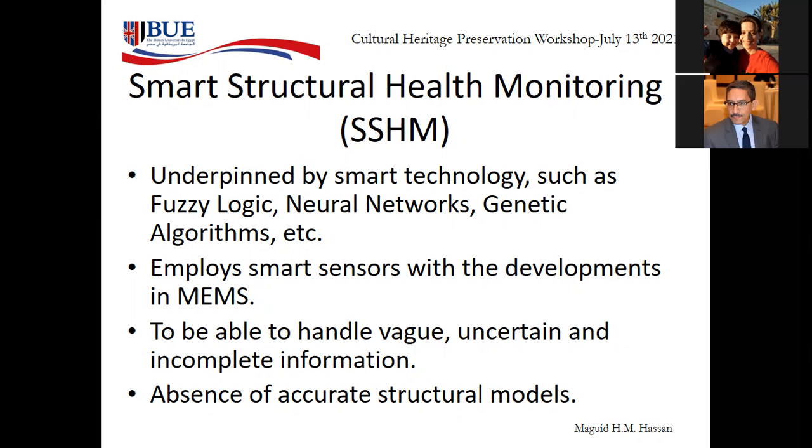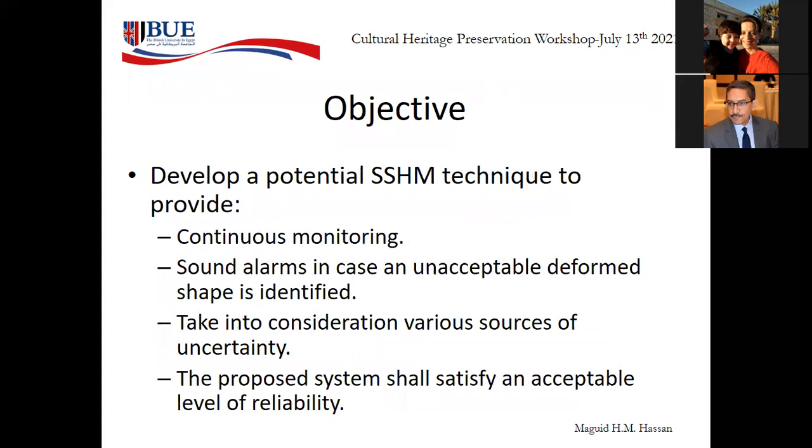And smart structural health monitoring will be able to handle vague and uncertain information. And as we've seen again in the first presentation, there's a lot of uncertainty regarding first structural modeling and again material characterization for such old structures, and that's again due to the absence of accurate structural models.